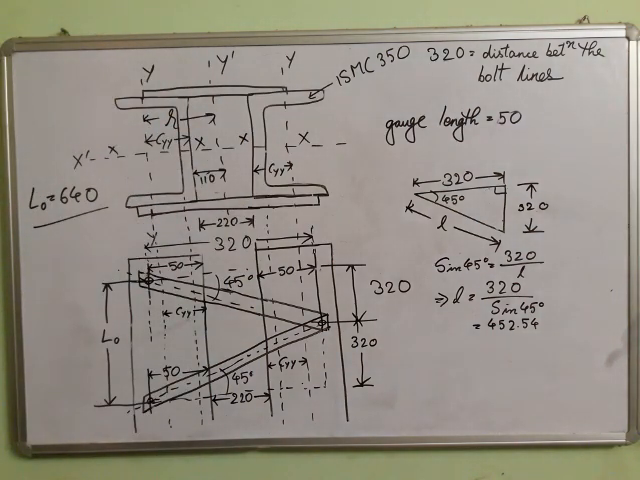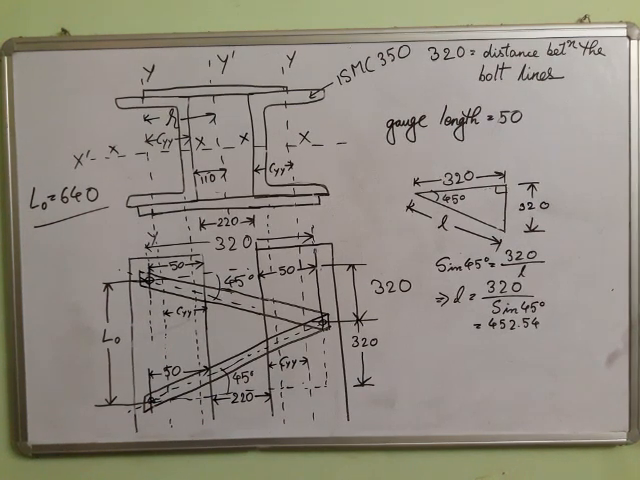So this one is the effective length of the lacing. 320 divided by sine 45, which will become 452.54. Now we have got this after the calculation of the length. Our next step is to refer to a clause which is 7.6.5.1. Just go through it.